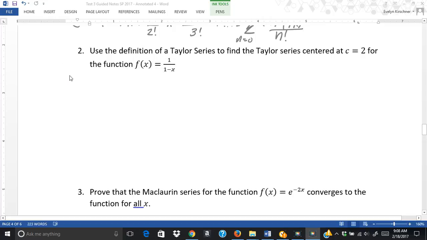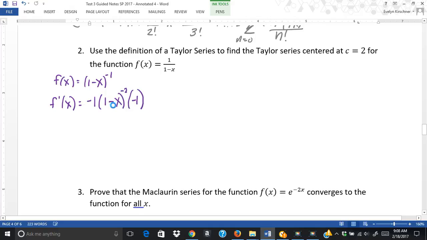Let's look at this function. I have f of x is (1 minus x) to the negative 1. The first derivative is negative 1 times (1 minus x) to the negative 2 times negative 1 for the derivative of negative x, which is just (1 minus x) to the negative 2.